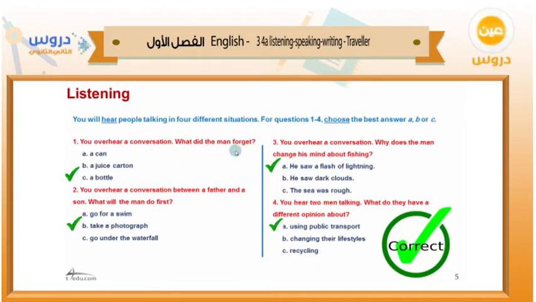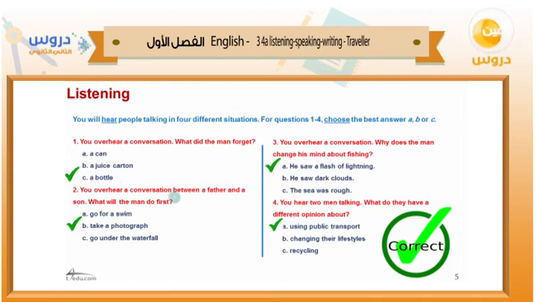Because a man came and saw another man sitting, and he told him to take his bottle. But also he later talked about juice carton and a can. But the question, we have to stick to the question. What did the man forget? He forgot his bottle, and he said, "I'm sorry, I forgot my bottle, and I have to pick it up."